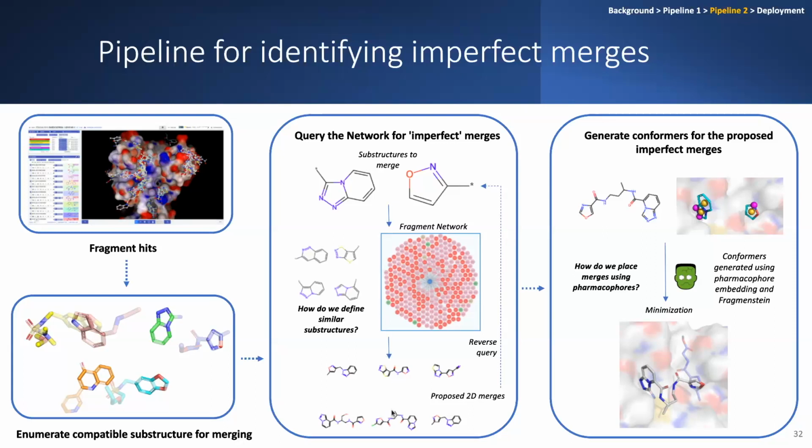We then end up with these proposed 2D imperfect merges that we can then generate conformers for. While our first conformer generation method relied on matching substructures between the fragments in the merge, we instead use the pharmacophore coordinates in order to generate conformations for the merges, and then perform additional minimization afterwards using PyRosetta or OpenMM.